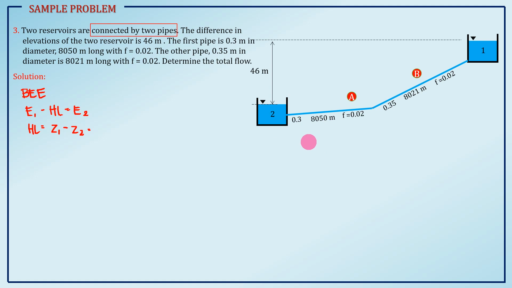Walang pressure head, wala ding velocity head. So, elevations lang yung kailangan mong i-consider. Now, for this head loss, it is also equal to the summation ng major head loss at your pipe A and pipe B. So we have HFA plus HFB. Equal din sila dyan. So the flow is from your reservoir 1 to reservoir 2.